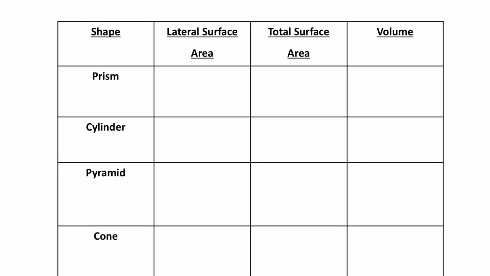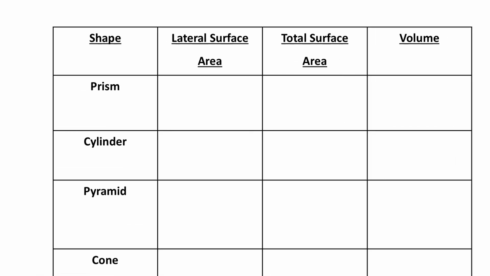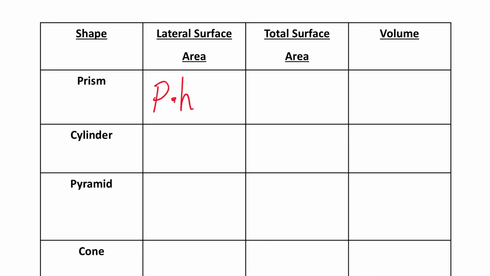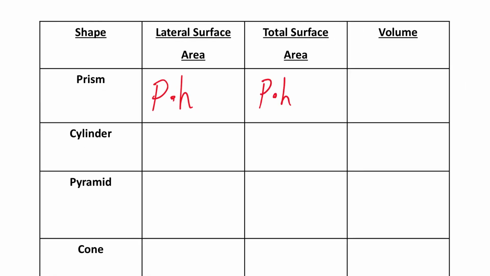And start here. So for the prism, lateral surface area is PH. Total surface area is PH plus 2B. And volume is BH.